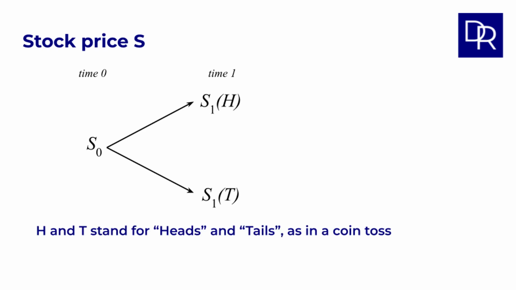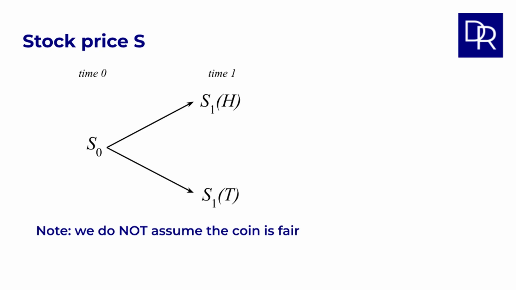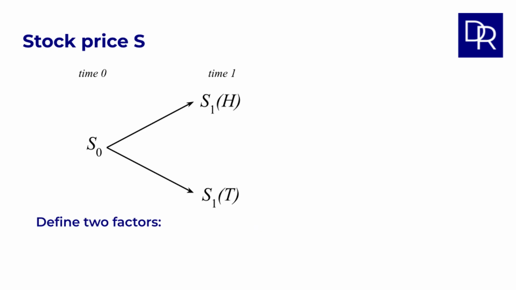We're modeling a single stock. At time 0, its price is S naught, written as S subscript 0. At time 1, the price will be one of two possible values, S1H or S1T. H and T stand for heads and tails, as if a coin were tossed to determine the outcome. It's important to note that we do not assume the coin is fair, so the probability of heads does not have to be 0.5.